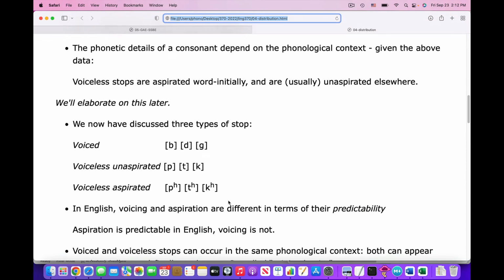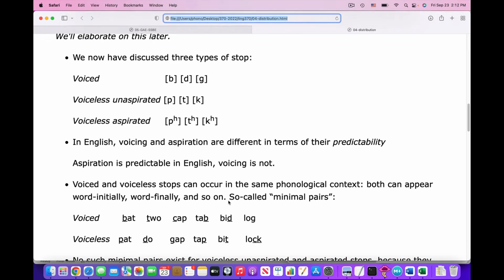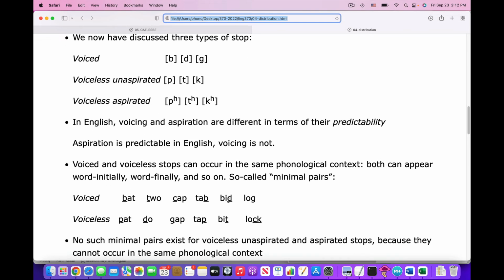In English, voicing and aspiration are different in terms of their predictability. So aspiration, as we've just seen, is predictable in English. We can say whether a voiceless stop is going to be aspirated or unaspirated based on its phonological context. Voicing is not predictable in English. So voiced and voiceless stops can occur in the same phonological context. Both can appear word initially, word finally, and so on.